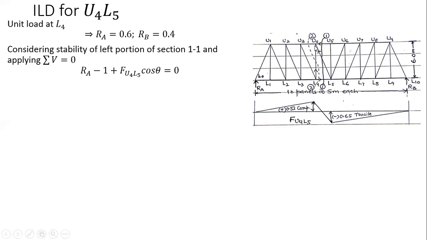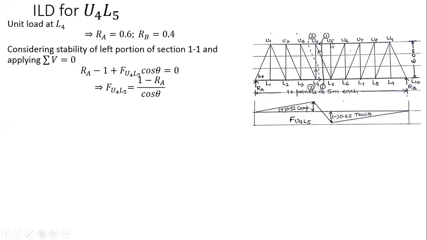Okay, so F_U4L5 times cos theta is equal to 0. So RA plus on this side, 1 minus on this side, and this force in this direction will be F_U4L5 cos of theta. So F_U4L5, calculate cos theta from this triangle here, very simple.